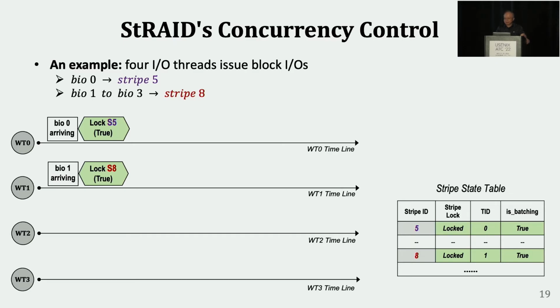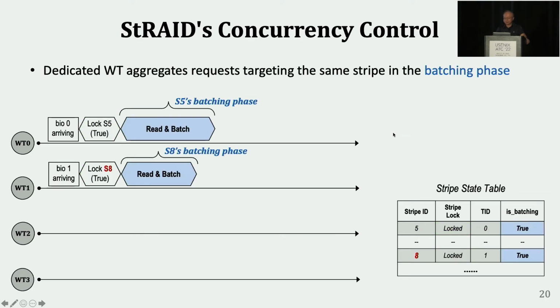The BIO0 and BIO1 can be handled independently, as I mentioned, because they target different stripes. And these two worker threads first initialize the stripe table in SST, then determine the reconstruction method for this stripe and read the required parity chunk and data chunks from the disk.